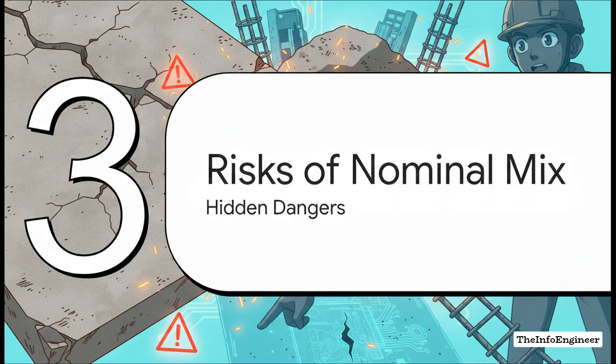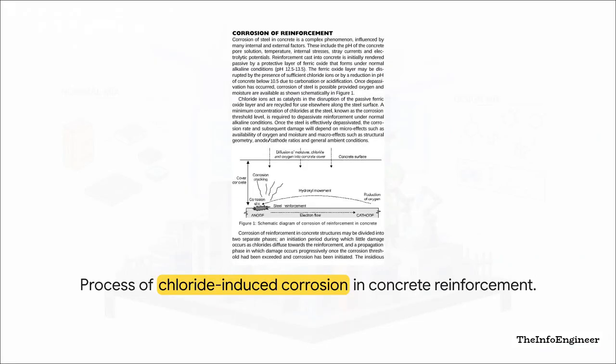All right, Section 3, risks of the nominal mix. Let's look at how this actually translates to real-world structural failures. Take the incredibly insidious process of chloride-induced corrosion. Say you use a nominal mix in a severe environment, like a coastal area right near the salty air. Well, the assumed density of your cover concrete might end up being completely inadequate.